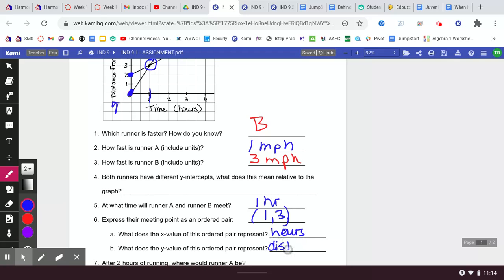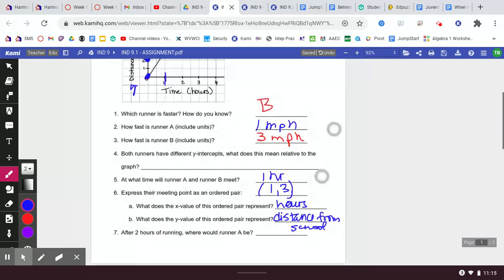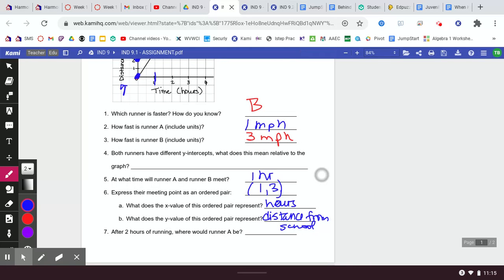Distance what? Yep, from, there you go. All right, very good. After 2 hours of running, where would runner A be? Bryn?